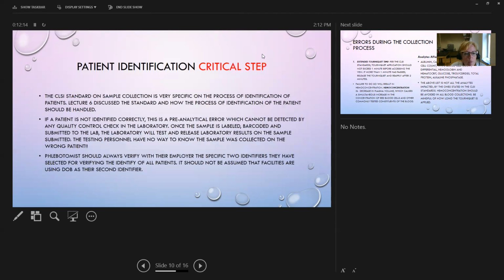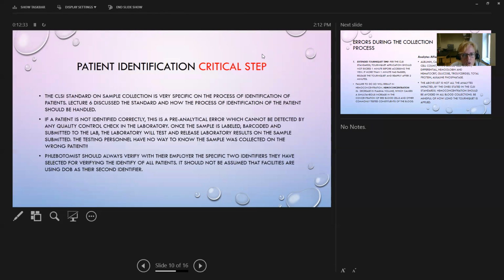Once the sample is labeled, barcoded, and submitted to the lab, the lab runs a test and releases the results according to that patient. So if it is the wrong patient, it is rare to pick it up at that point. So the place to pick that up is pre-analytically, when the phlebotomist is identifying the patient.